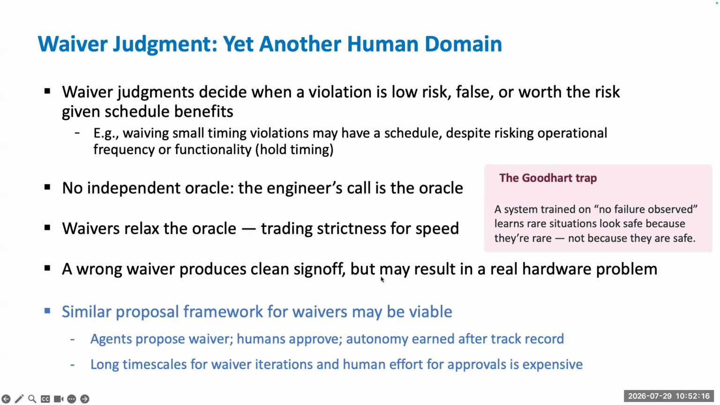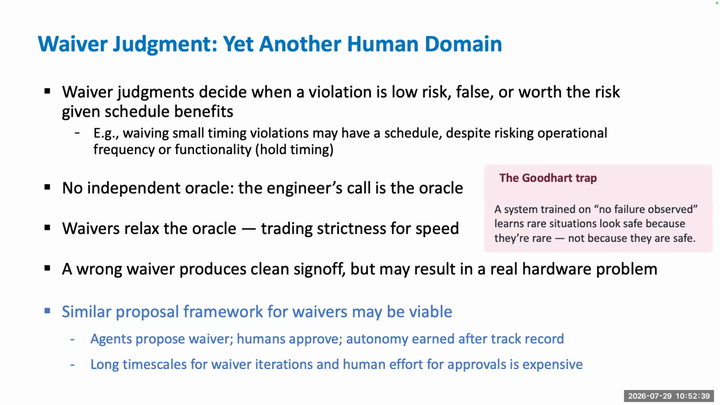This is clearly yet another human-in-the-loop domain. But I do think a similar approach is probable, where agents more propose with humans still verifying, until certain waivers are perhaps then granted autonomy through proper track records.